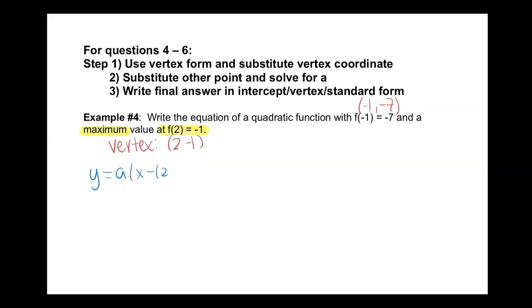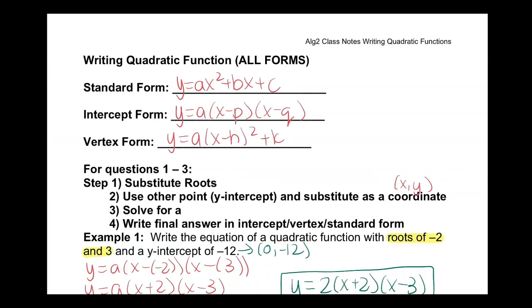Let's try that again. This is h, this is k. And if you're wondering, wait, why did you change it? Let's look back on the first page. In vertex form, you're looking for h and k. The x and y piece, guys, comes from that coordinate, so do not plug that in.